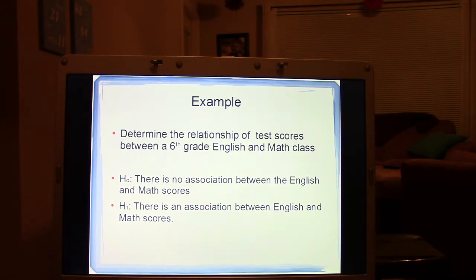So here's our example. We have not used this example this semester. It was found online, and we wanted to determine the relationship of test scores between the 6th grade English and math class. So you first must state the hypothesis. The null hypothesis is that there is no association between the English and math scores. Our alternate hypothesis is that there is an association between English and math scores.